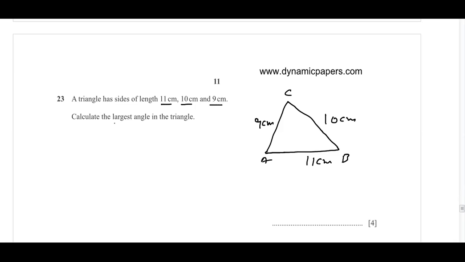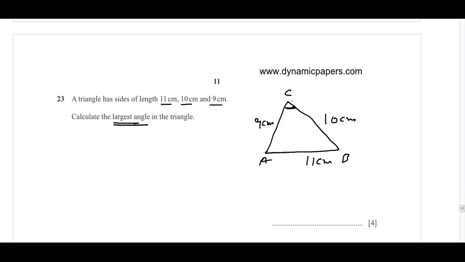Okay, next is a triangle that has sides 11, 10 and 9 centimeters. Let's say this is triangle ABC. It has sides 11 centimeters, 10 centimeters, and 9 centimeters. The question is to find the largest angle. The largest angle is always opposite to the largest side. This is the largest side, so this angle is the largest angle.